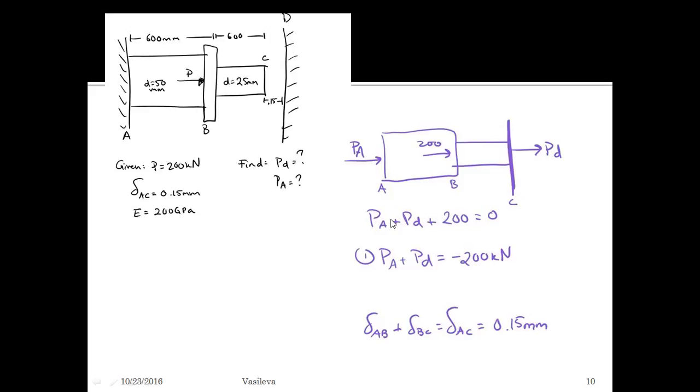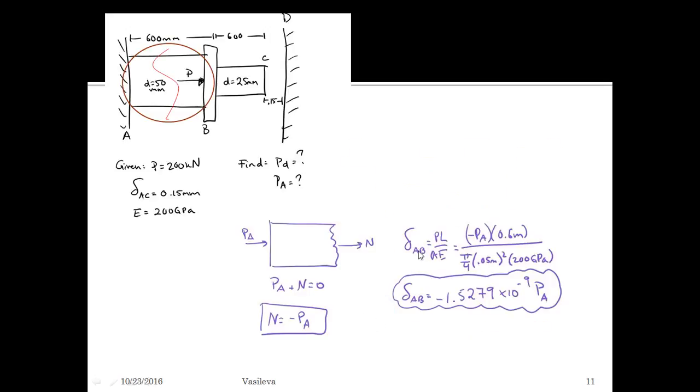So here I'm going to try to get as many equations as I can to solve for all of my unknowns. Because I have two unknowns, I need two equations most likely. So the first thing is writing the forces here: PA plus PD plus 200. So I end up with this. And the other equation, I know that displacement AB plus displacement BC will give me my overall displacement, which is 0.15 millimeters. So I've got two equations already.